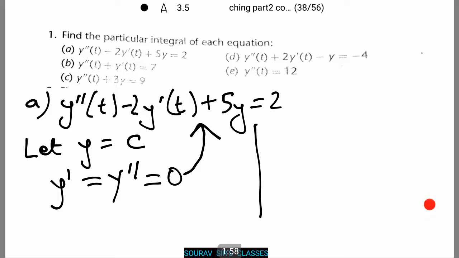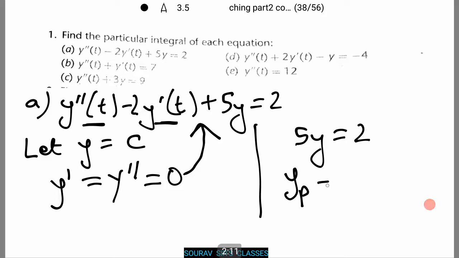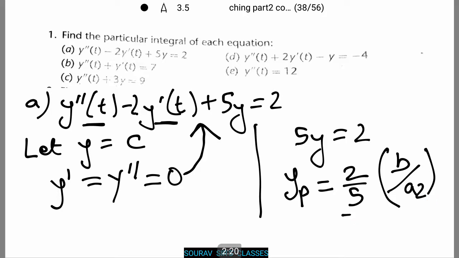Thus it comes to 5y equals 2. Notice this and this part of the equation becomes 0. Thus yp equals 2 by 5. Notice this is just like our equation b by a2, and a2 is not equal to 0.